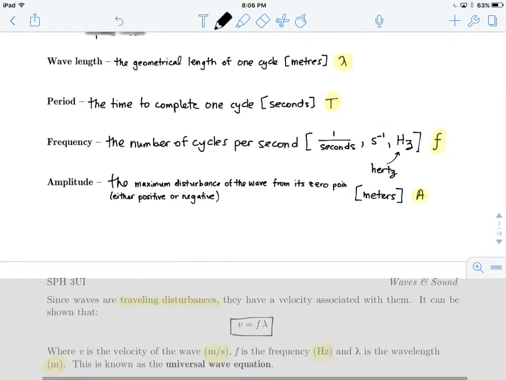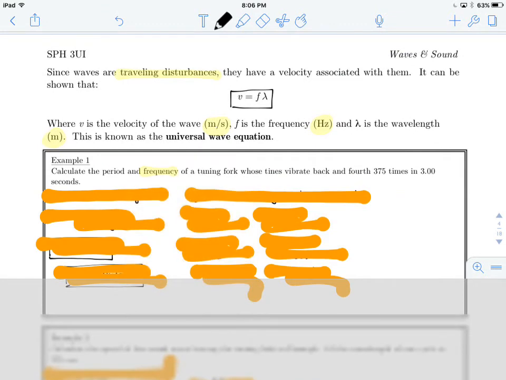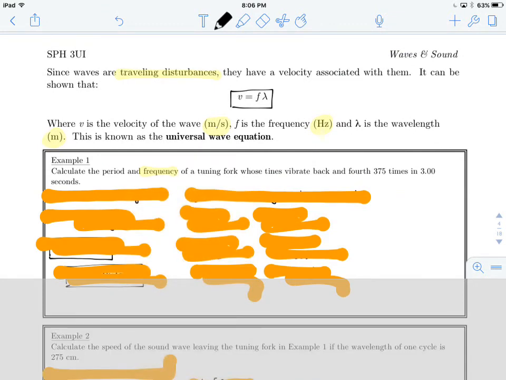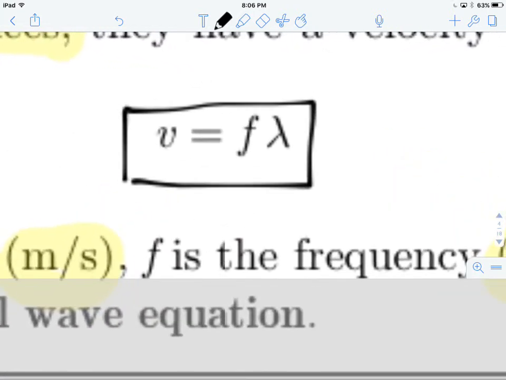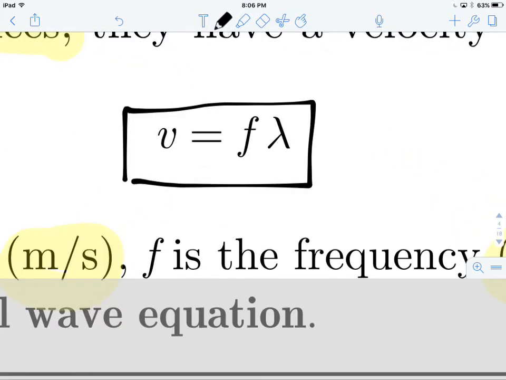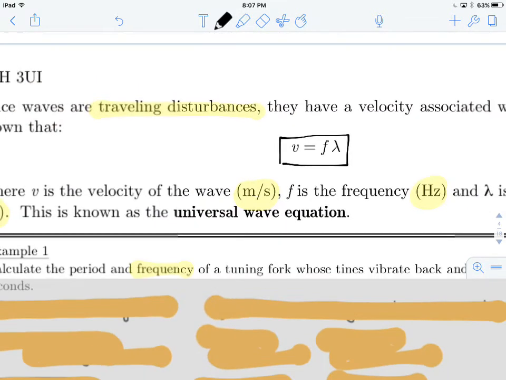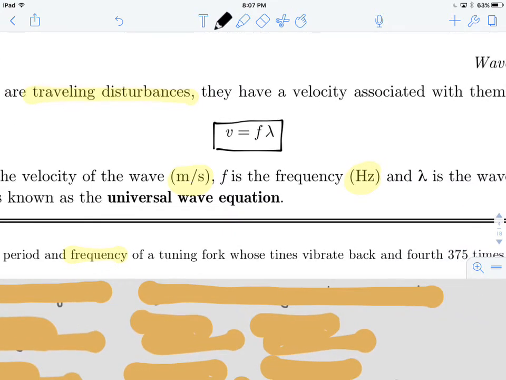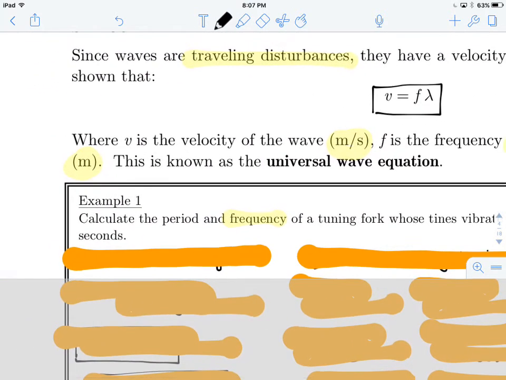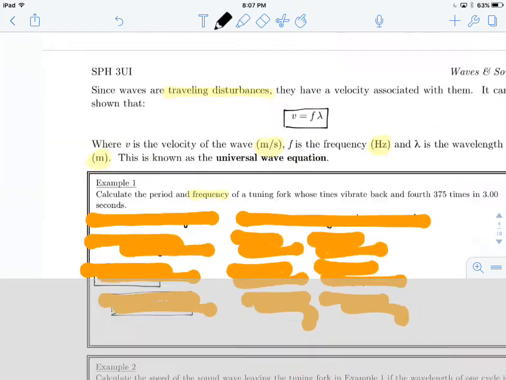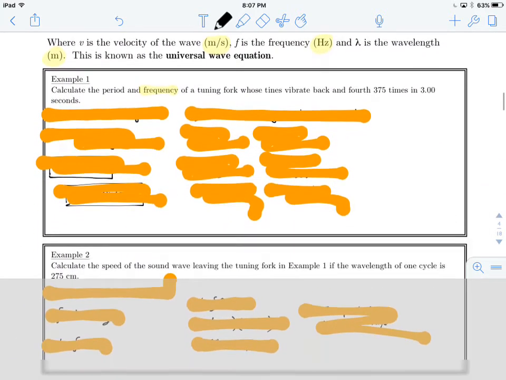Okay, continuing on with this, since waves are traveling disturbances, they have a velocity, or a speed, associated with them. It can be shown that V is equal to F lambda. So the speed of the wave, V, is equal to its frequency times its wavelength. This is an important equation. It's so important that we call it the universal wave equation because it applies to all types of waves. The velocity would be measured in meters per second, the frequency in hertz, and the wavelength in meters.